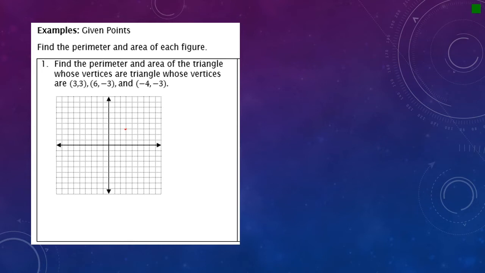So I'm going to go to 3, 3, and I'm going to label my points. 6, negative 3. And then negative 4, negative 3. Okay, so here's my triangle. And now we need all 3 side lengths. And to find the side lengths, we're going to use the distance formula. So I'm going to write this up at the top here. Just a friendly reminder that this is a formula you will have to have memorized for the test.